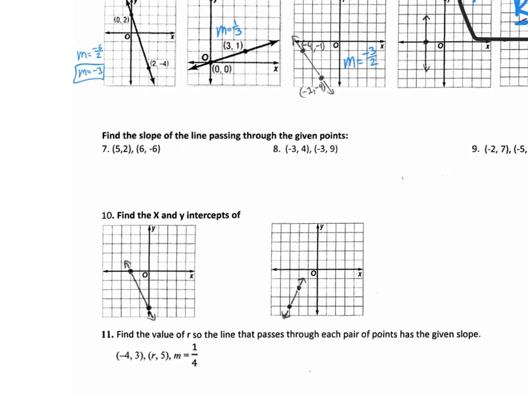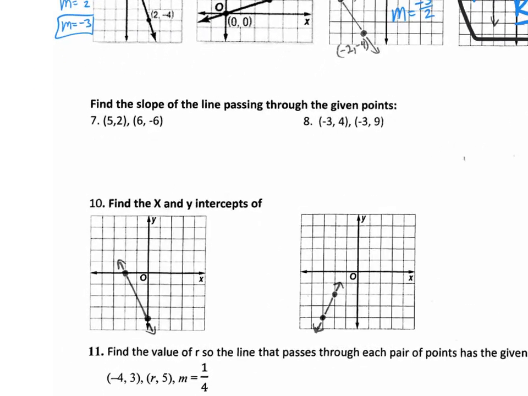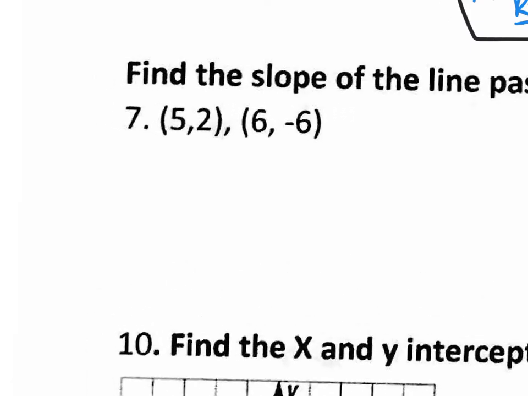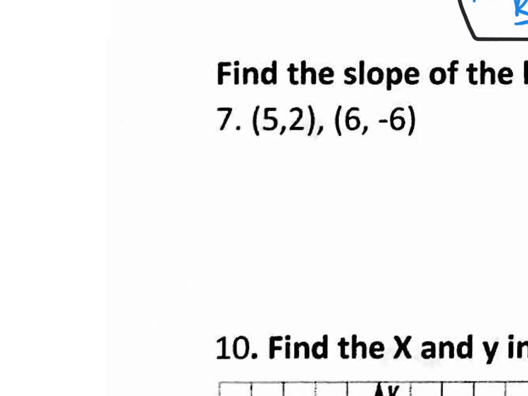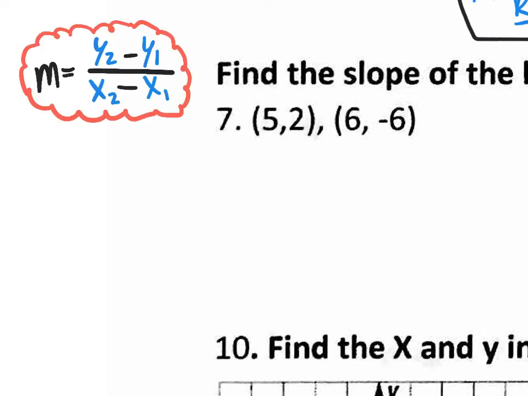And down here, they want us to find the slope, and they don't give you a graph. You need to do it algebraically. So to find the slope algebraically, you need to know the slope formula. You need to have that in your head right there. M equals y2 minus y1 over x2 minus x1. And on top of knowing the formula, you need to be able to identify your y2 and your y1.